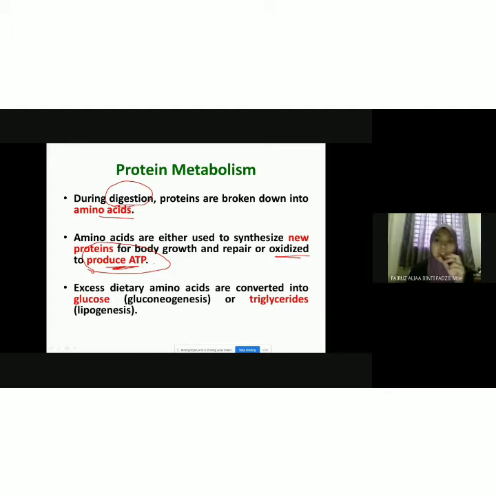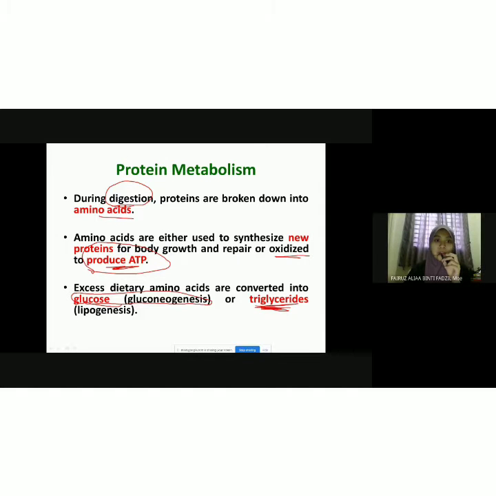That's why when we eat, all the foods can be used to generate ATP, including amino acids. Besides that, like what I said, amino acids can be converted into glucose through the process of gluconeogenesis to generate ATP, and they can also be converted into fat, triglyceride. Triglyceride is fat, a kind of lipid.